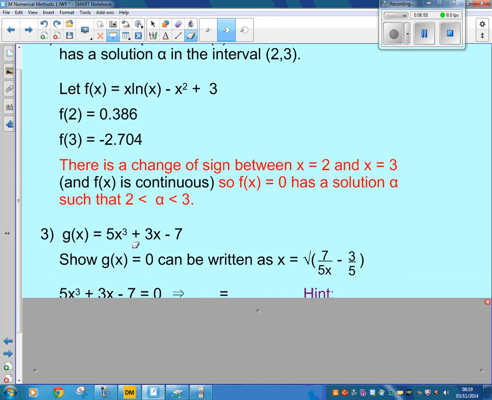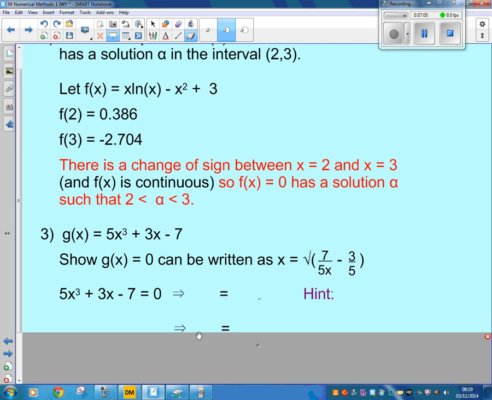Right, g of x equals 5x cubed plus 3x minus 7, and show that it can be rearranged to this form. Right, if you've got 5x cubed plus 3x minus 7 equals 0, the first thing to note is if you've got a square root, if x equals square root of something, x squared will equal the whole thing. So let's look for an x squared. Well, the only place the x squared can come from is here.